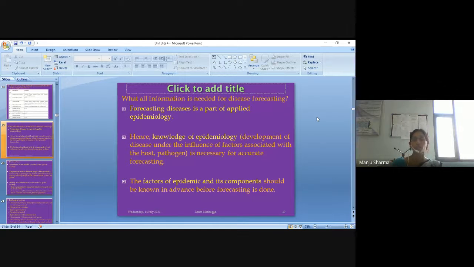So what information is needed for disease forecasting? Forecasting diseases is a part of applied epidemiology. Hence, knowledge of epidemiology, the development of the disease under the influence of risk factors associated with the host, is necessary for accurate forecasting. The factors of an epidemic and its components should be known in advance before forecasting is done.